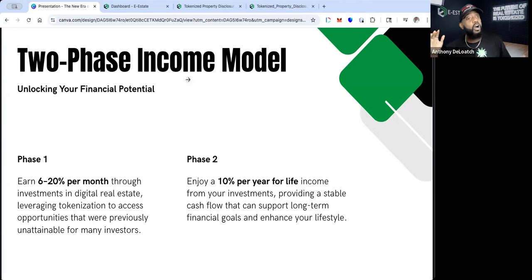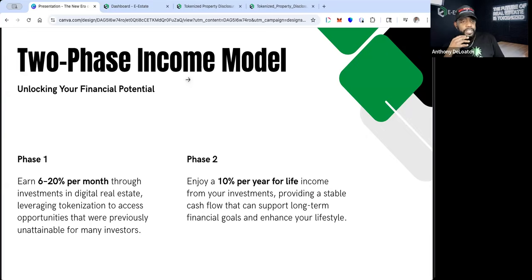Now, after that first phase, you move into our second phase, which is phase 2. Now, this is what we call our lifetime phase. Now, during this phase, you're going to earn 10% annually for the lifetime of the property, and it's distributed to you every 6 months. So let me explain this. When I say lifetime, this is for the lifetime of the property. What that means is as long as this property is in eState's portfolio, you're going to continue to earn consistent passive income from this property.